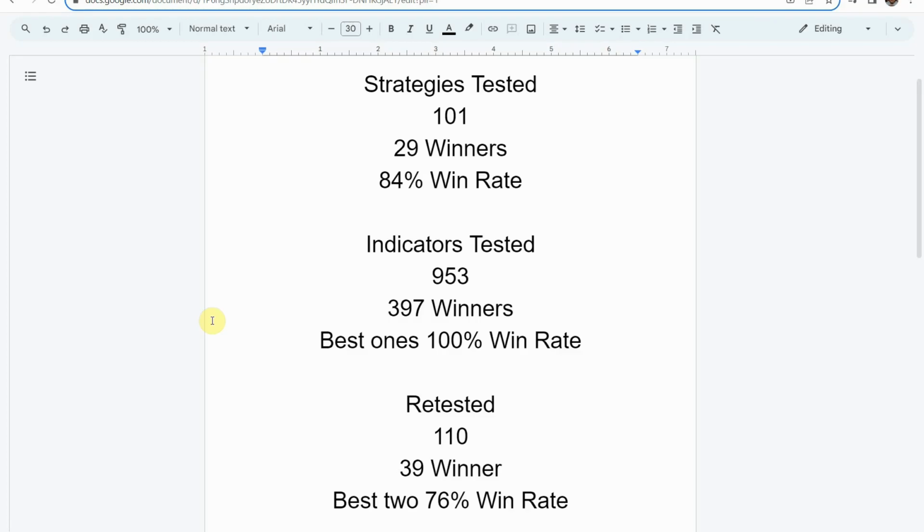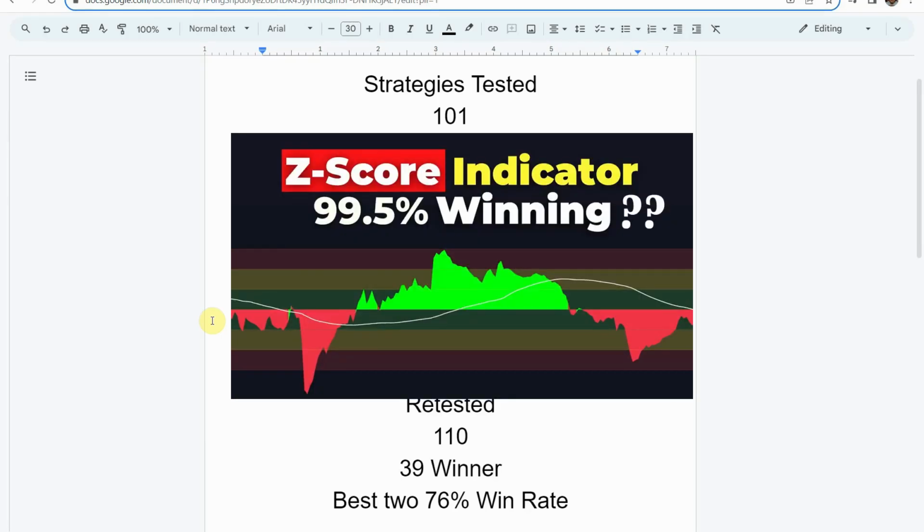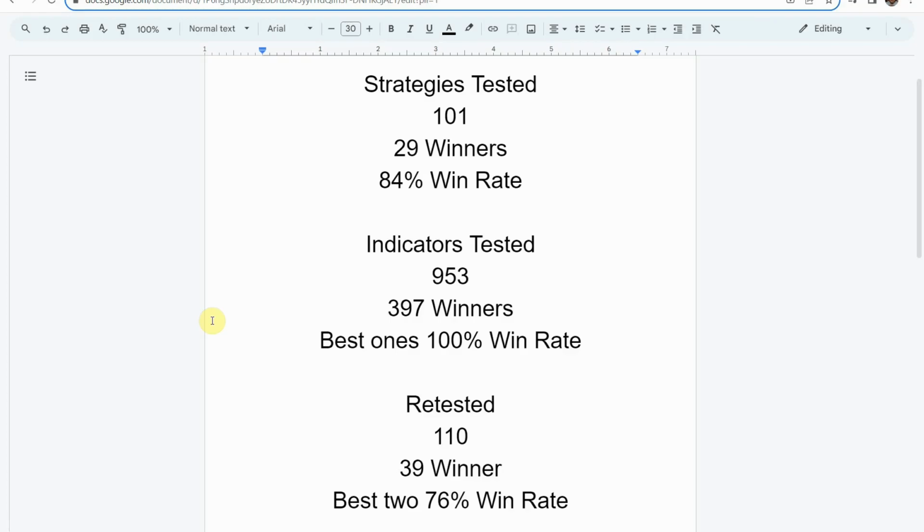Before we do though, I wanted to put the testing scoreboard up for everyone to see. So to date, we have tested a total of 101 different strategies, with 29 of them being winners. The best one so far was able to achieve an 84% win rate. That is the Academy of Forex indicator with the Z-score probability indicator. I'll put a thumbnail up of that video right now on screen, and I'll also link to it at the end of this video with that same thumbnail, so that way you can click on that and watch that video on the best strategy that we have tested so far.